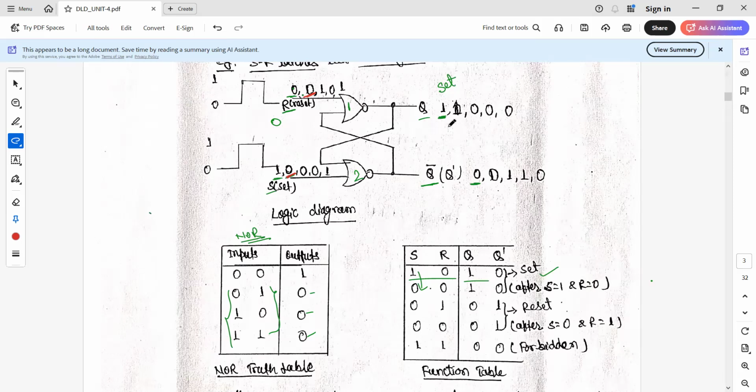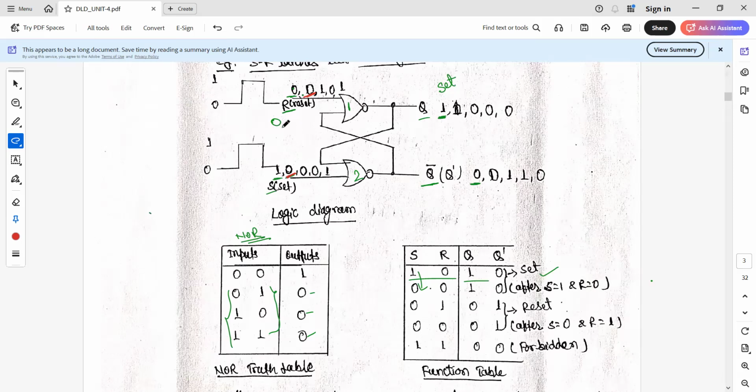So now we are going to take the help of the previous output, or you can say the present output. On the basis of that, the input has changed, so what will be the next output? What will be the next state that we are going to observe?